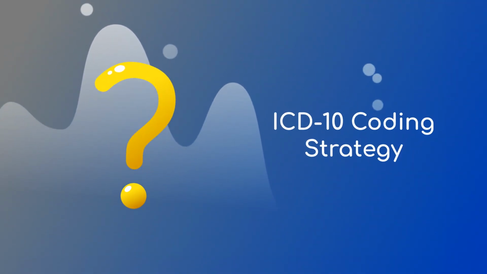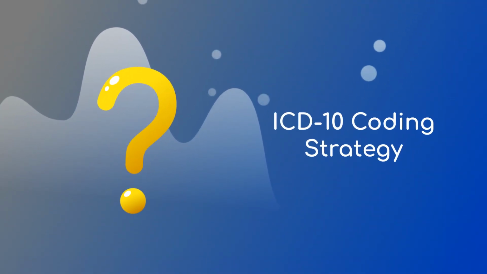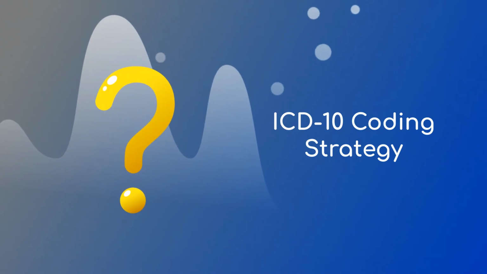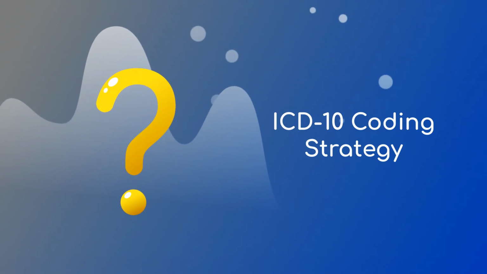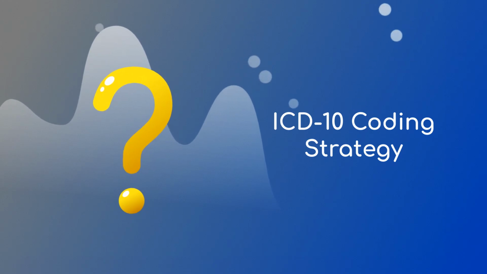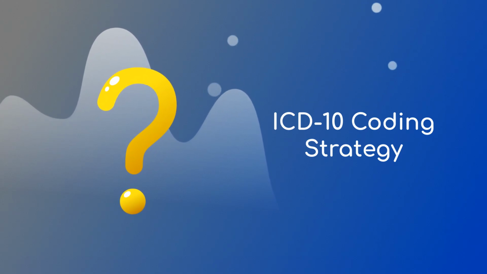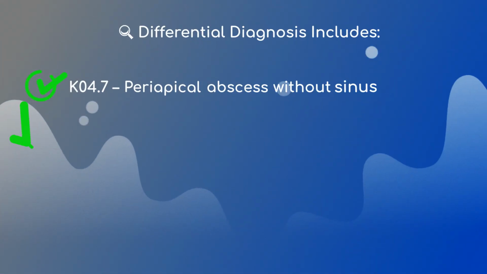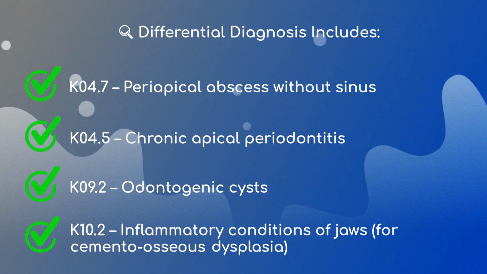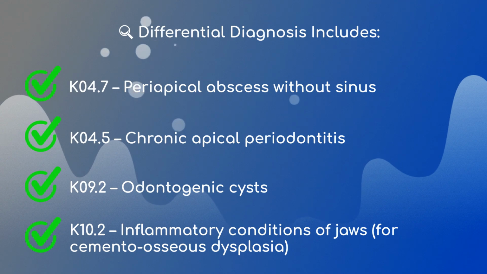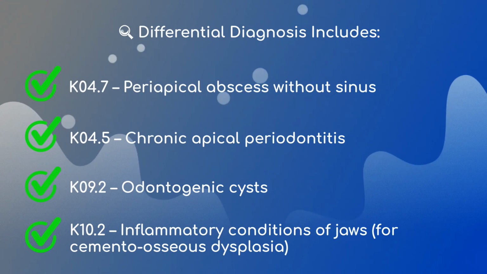ICD-10 coding strategy. Periapical radiolucencies are areas of dark appearance at the apex or root tip of a tooth, often identified on imaging modalities. While radiographically similar, these lucencies may represent a wide range of pathologies. It's a radiographic sign, not a diagnosis, and it can represent many conditions, from benign to infectious to neoplastic.